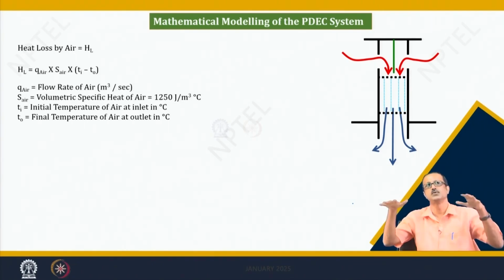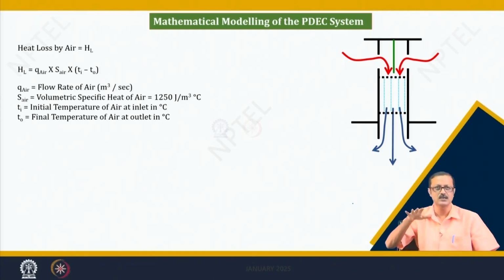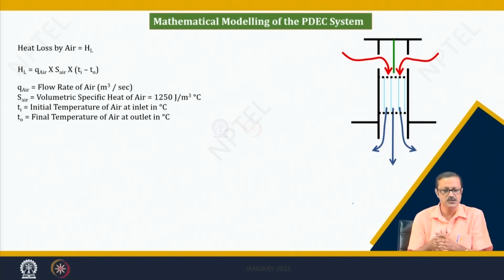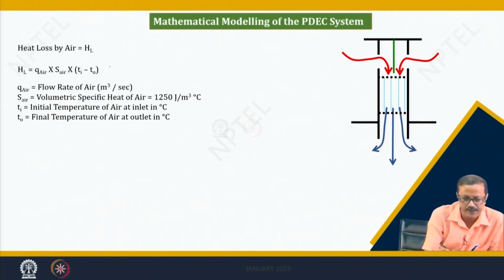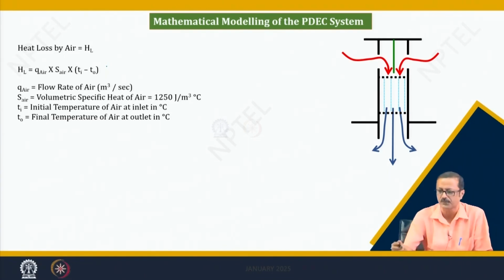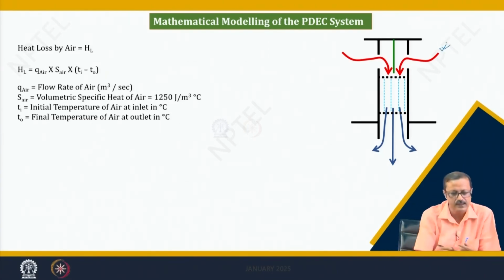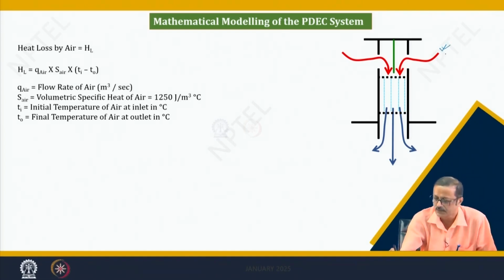Again we have to see the two parts: somebody is losing some heat and something is gaining it. So, the heat lost and the heat gain should be in proper balance with each other. How much heat will be lost by the air is written in this equation. HL is Q of air, where Q is the flow rate, how many meter cube per second of air is coming at this particular inlet level, and S air is the volumetric specific heat, and Ti and To are the inlet temperature and the outlet temperature.